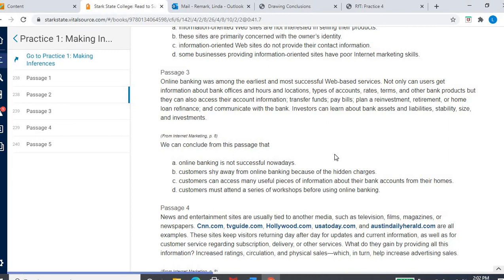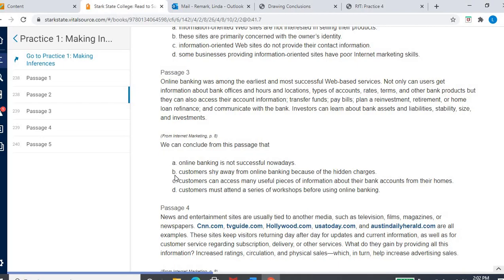Can we conclude that online banking is not successful nowadays? That's not what I got from that at all, right? It's one of the most successful web-based services. Customers shy away from online banking because of the hidden charges. There's no evidence of that in there. Customers can access many useful pieces of information about their bank accounts from their homes. Sounds reasonable. Customers must attend a series of workshops before using it. Okay, no. So C is clearly the most reasonable conclusion we can make there.